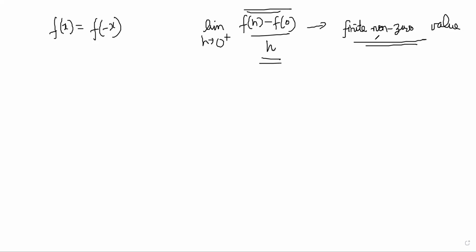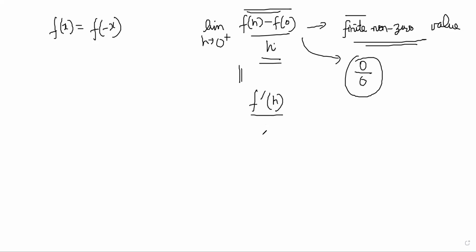How will it have a finite non-zero value otherwise? Think of this also as a limit. Denominator tends to 0, numerator also has to tend to 0, no? It has to be 0 by 0 form, like the previous ones, otherwise it will not be finite, right? So this limit can be done by L'Hopital. It will become f dash h, and this is constant by 1. Limit h tends to 0 plus f dash h is equal to the finite non-zero value.